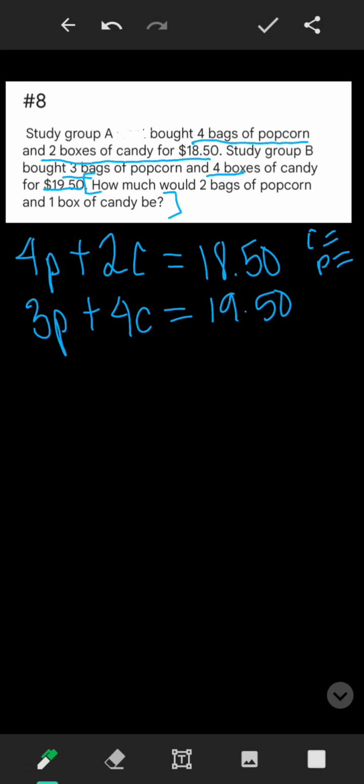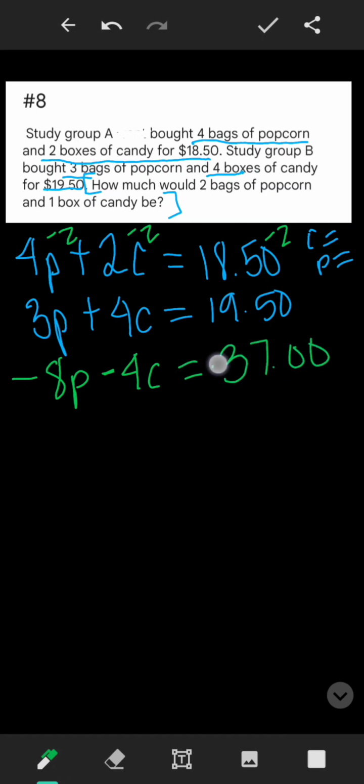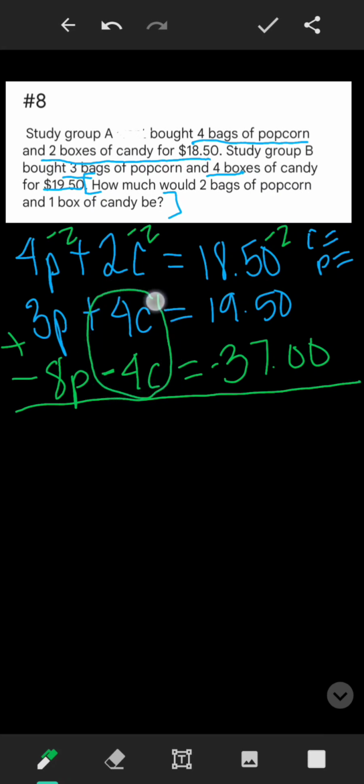I am going to multiply each one of these terms by a -2. Why am I going to do that? Because when I multiply this middle term c by -2, it becomes -4c. And that means when I combine these two equations, it is going to make a 0 pair. And that's exactly what we want. So I can add these two equations together, which is what I'm about to do.